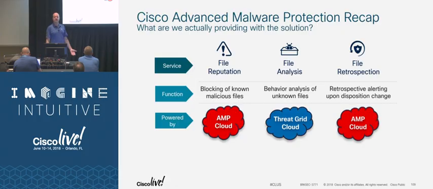Now, what happens when things change? A file could be good on day 1 and bad on day 3. File retrospection sends a report back down to the WSA that says, hey, this guy got the file on Monday. It was unknown at the time. We now see that the command and control host that piece of malware is trying to talk to is live, and it's now a bad file. You probably want to go check out his machine. Those functionalities are handled with AMP and ThreatGrid.